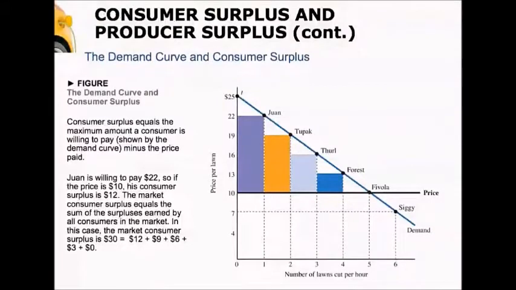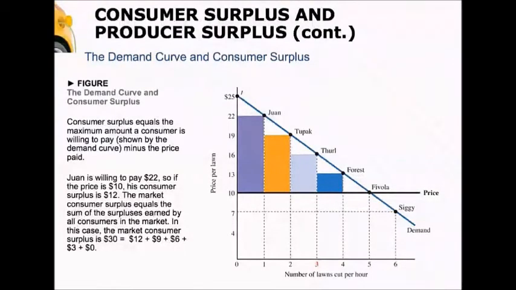Well, let's look at this demand curve. This demand curve shows us the number of lawns cut per hour. So our market that we're looking at is lawn mowing. And suppose the equilibrium price of lawn mowing is $10 per lawn. If the price is $10 per lawn, and this demand curve represents different people's willingness to pay, we can look at Juan and see that for the first lawn that's cut, Juan's willing to pay the most. Juan's willing to pay $22 to get that to happen.